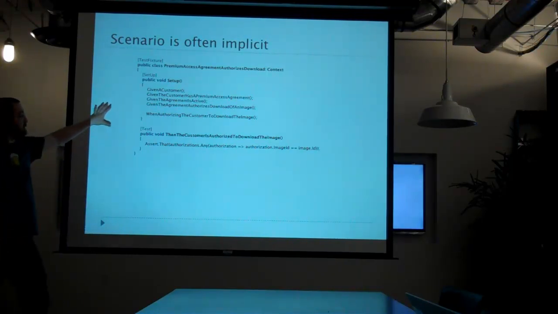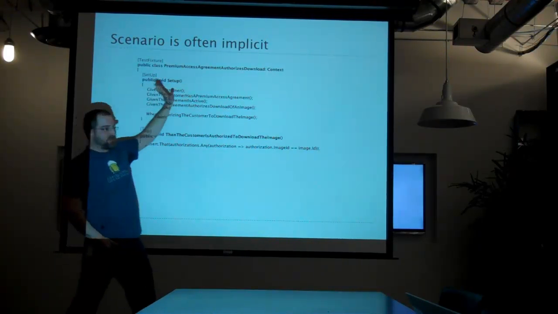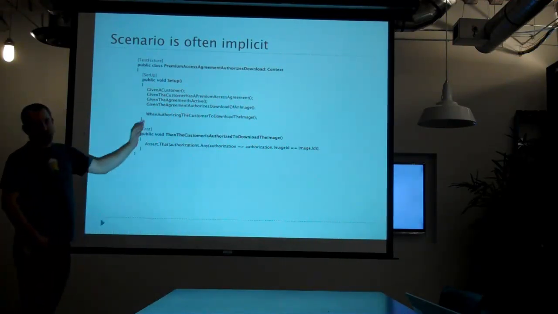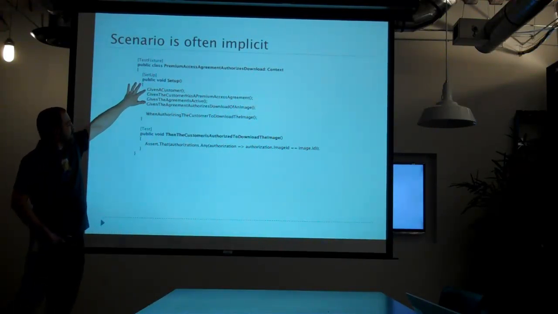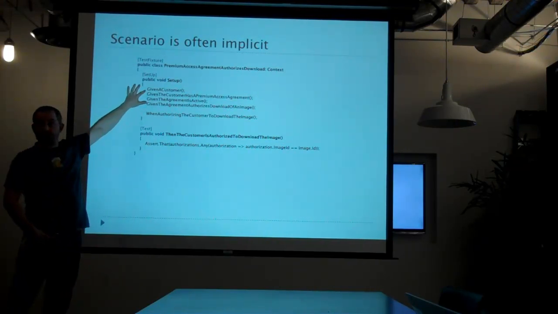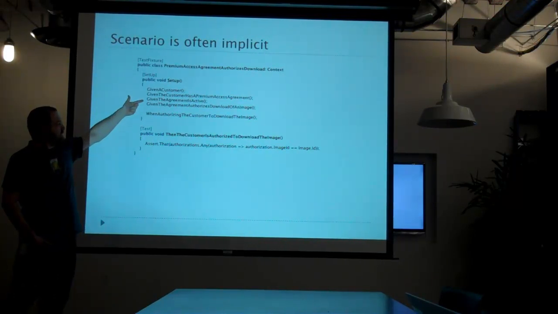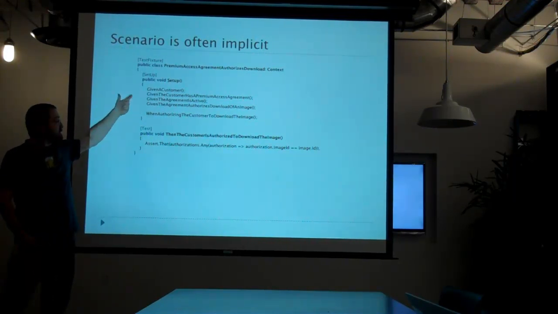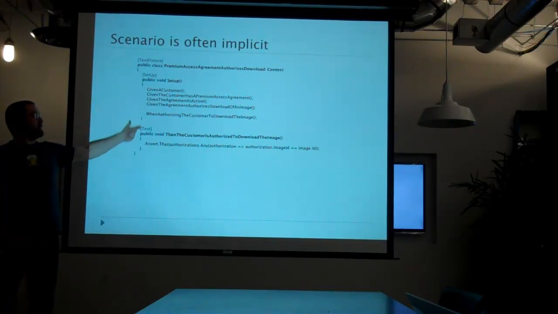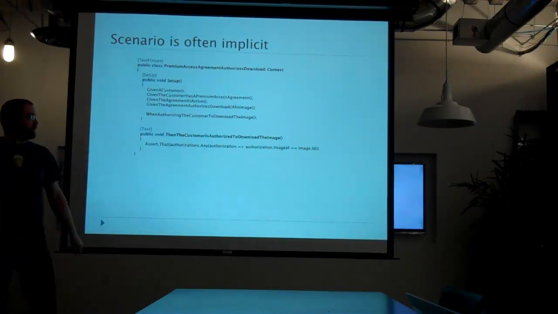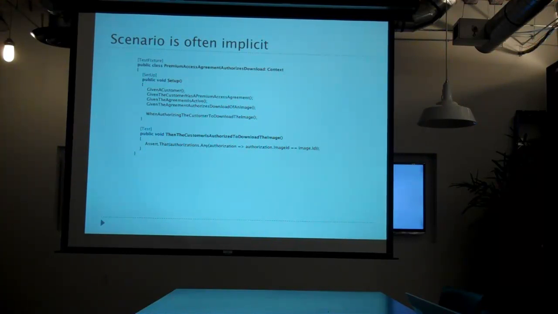I've moved all the logic that was there behind methods that, just for the sake of the example, I put up in a base class, but it doesn't have to be that way. So I've got a method, given a customer. Behind the scenes, this method does the work of instantiating a customer object. Given the customer has a premium access agreement, given the agreement is active, given the agreement authorizes the download of an image, when authorizing the customer to download the image, then the customer is authorized to download the image. So it's a very readable expression of what the behavior is, again, without indicating anything about how it's actually implemented. I think this is kind of cool.